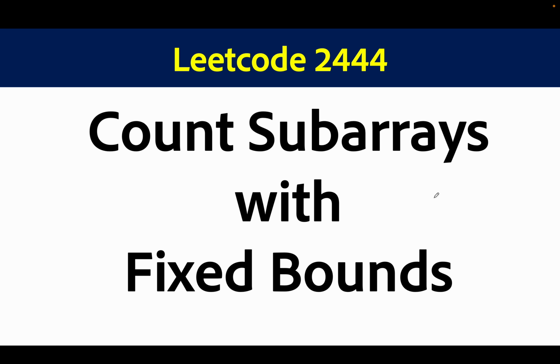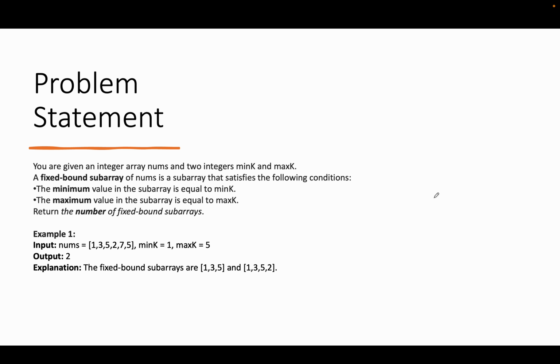Hello everyone. Today's problem is to count the subarrays with fixed bounds. So let's understand the problem. It says that you are given an array of integers nums and you have two more integers. These denote the bounds, min k and max k, and a fixed bound subarray.